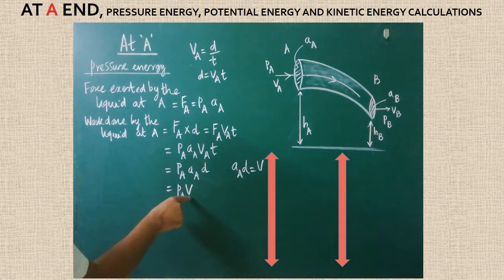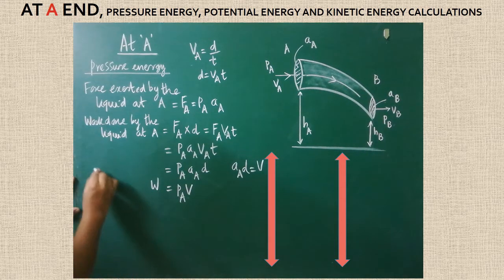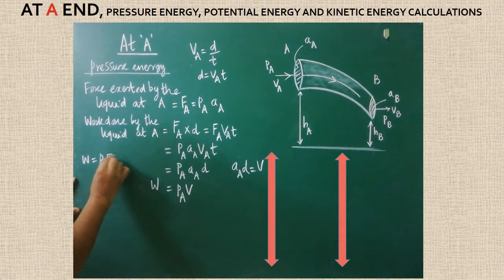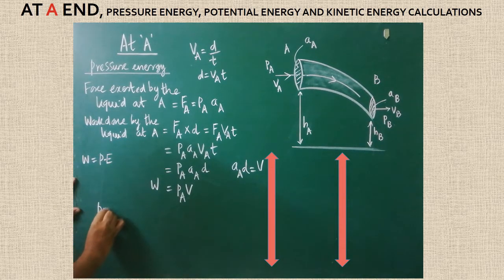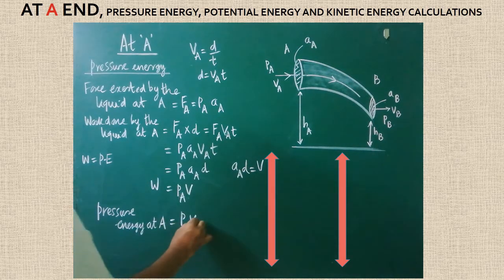P A into V, that product gives you work done. This work done is nothing but pressure energy. Understand this, work done is equal to pressure energy. So now in the next step we can write the equation as, what is this? Pressure energy at A end is equal to PAV. Are you clear? This is volume, don't forget.